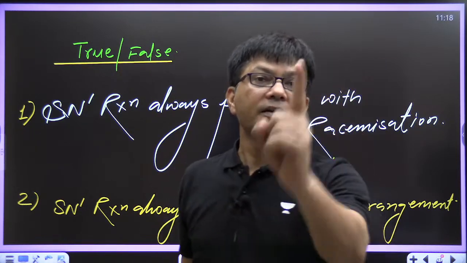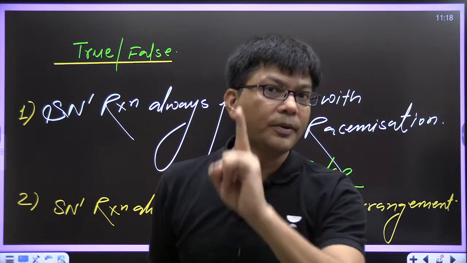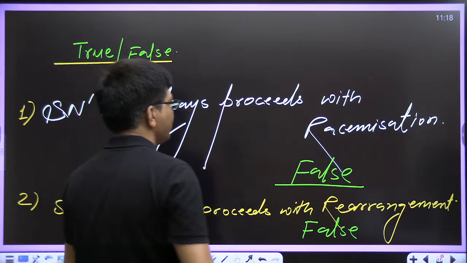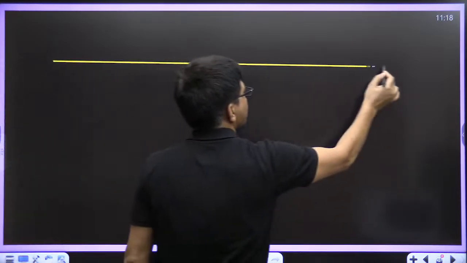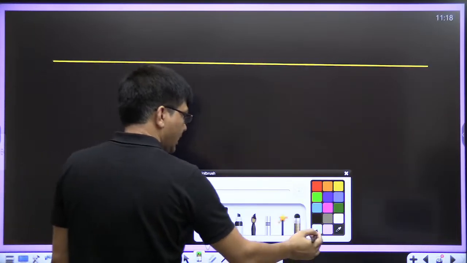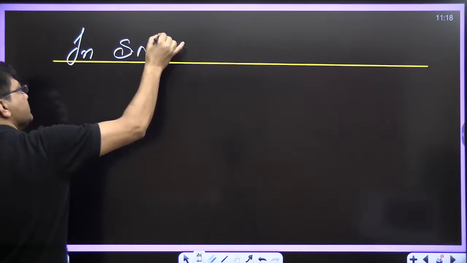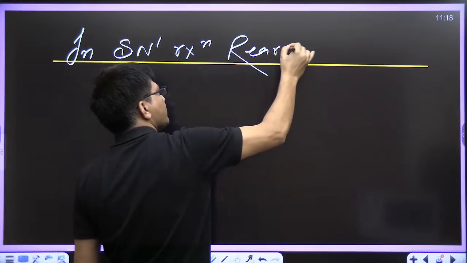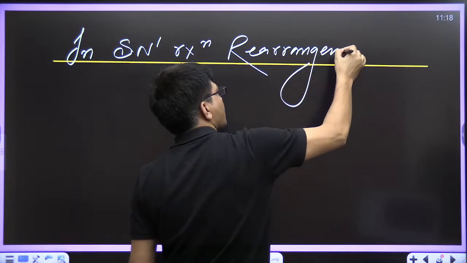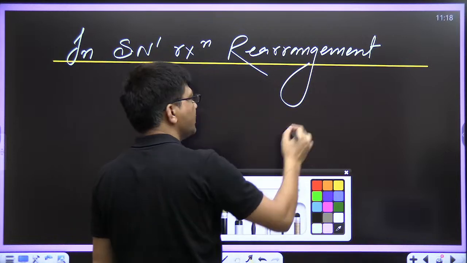So do remember, rearrangement may take place. It's not always going to take place. Do remember what I am telling you. In SN1 reaction, and this is the mistake done by maximum students, that they always say that rearrangement will always take place. No, in SN1 reaction, rearrangement may take place.